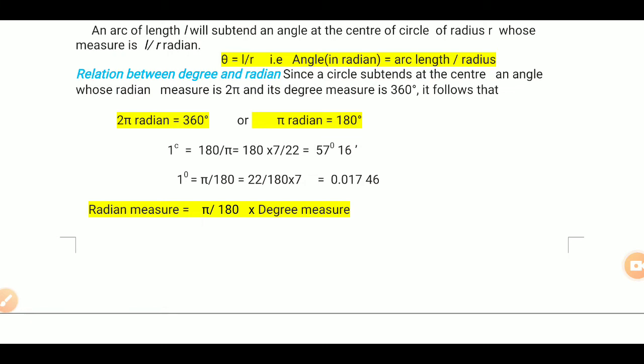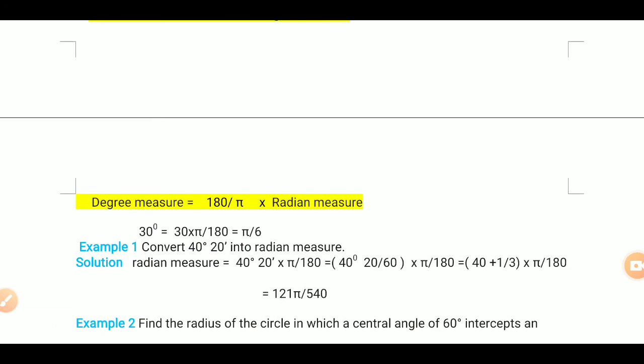Now, how to convert a degree measure into radian measure? Radian measure is equal to pi by 180 multiplied by degree measure. Similarly, for conversion of radian measure to degree measure, it is 180 upon pi into radian measure.